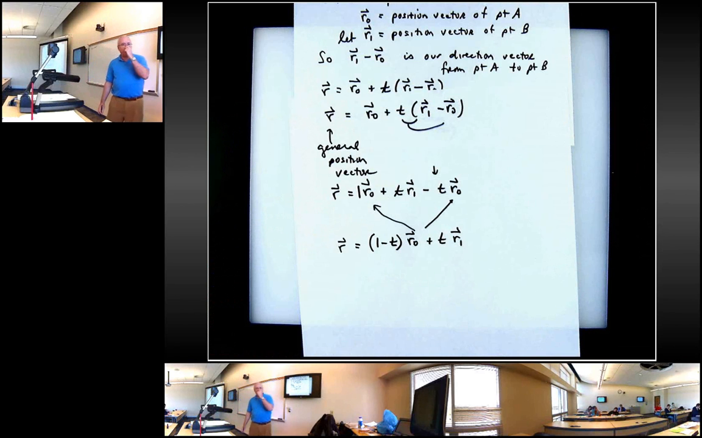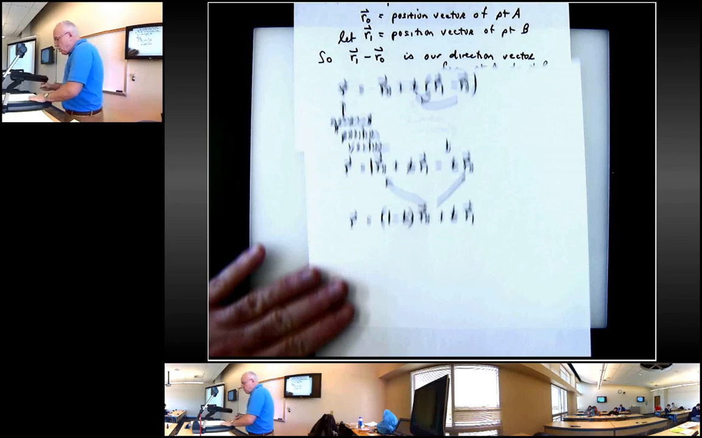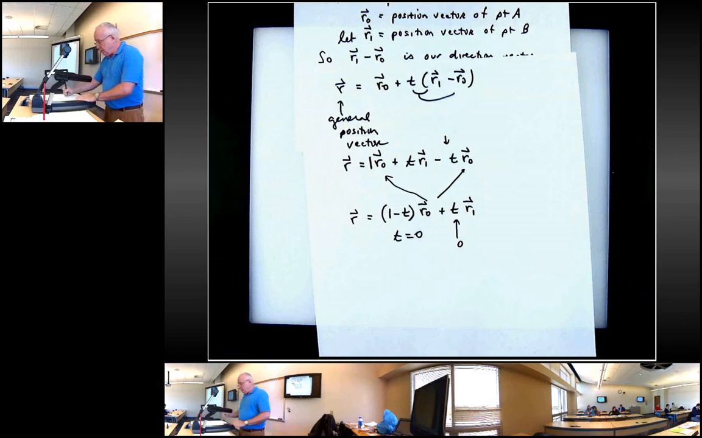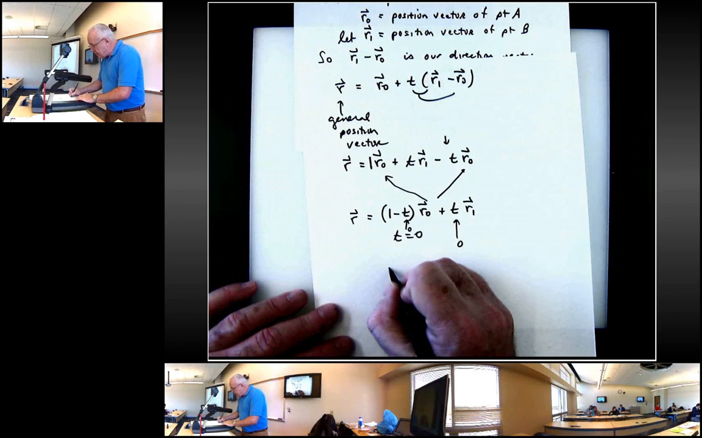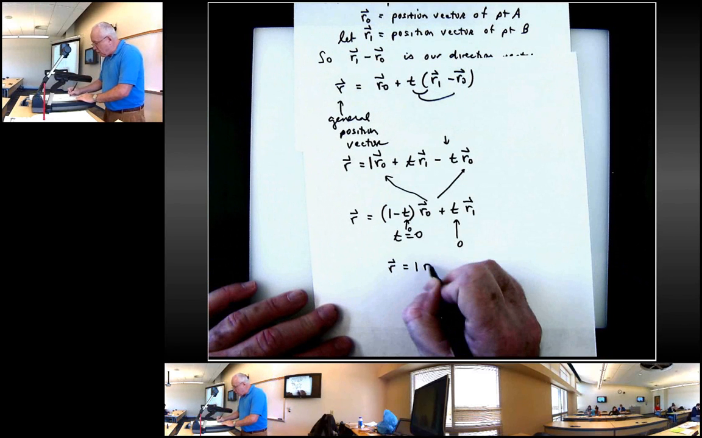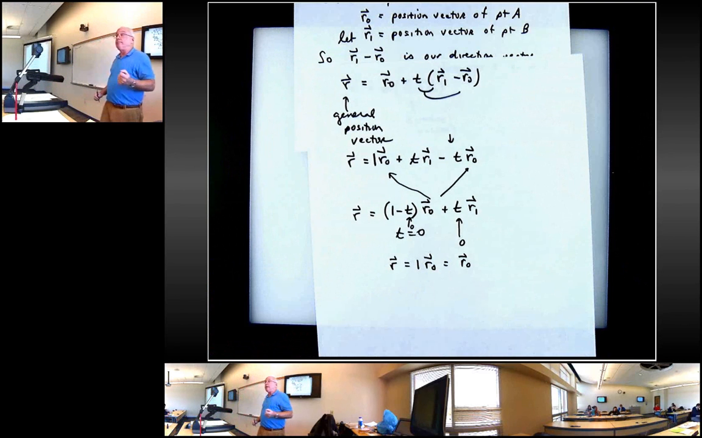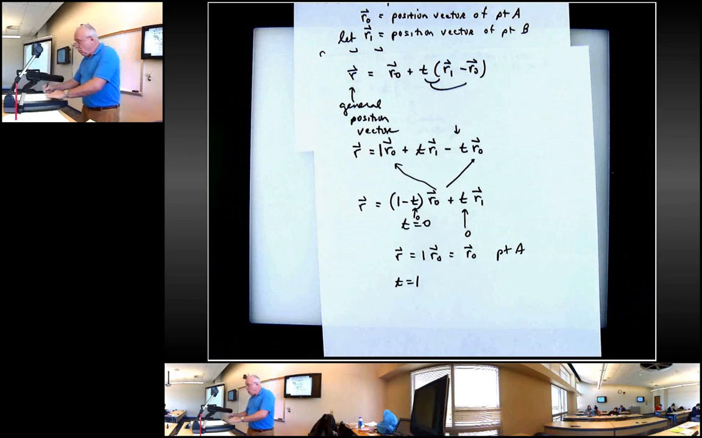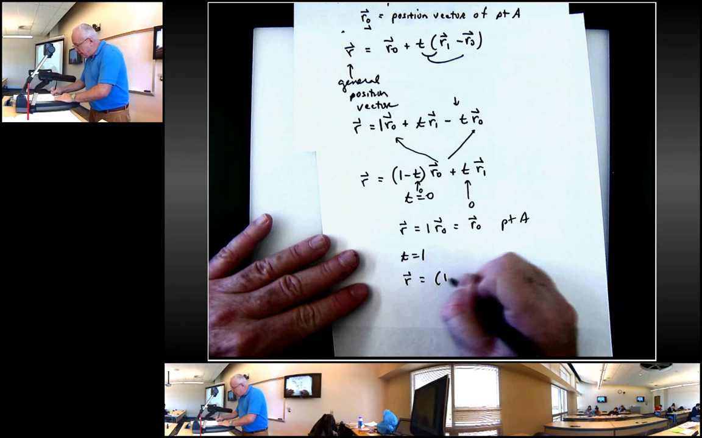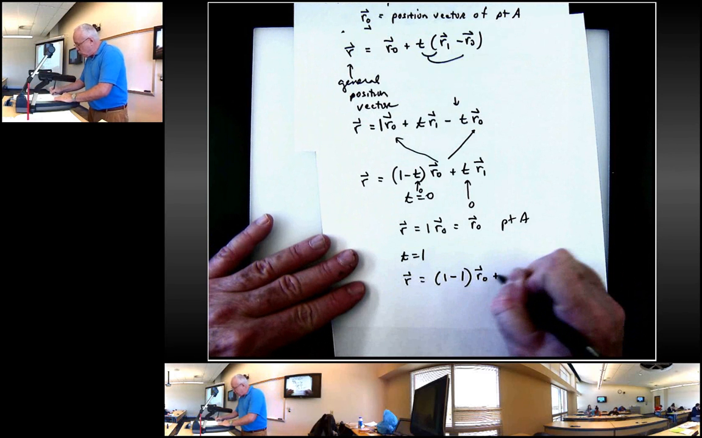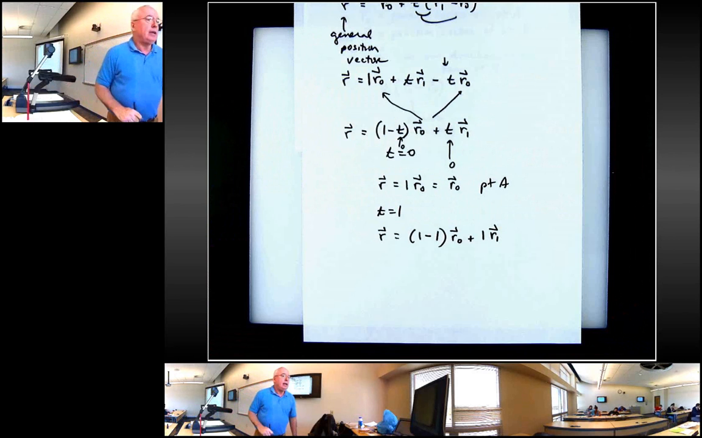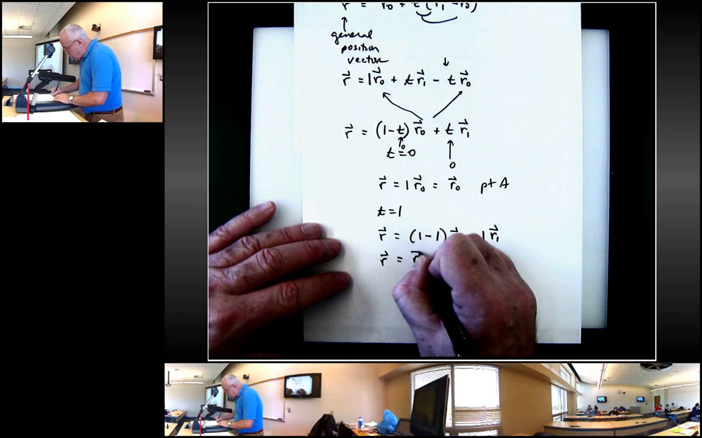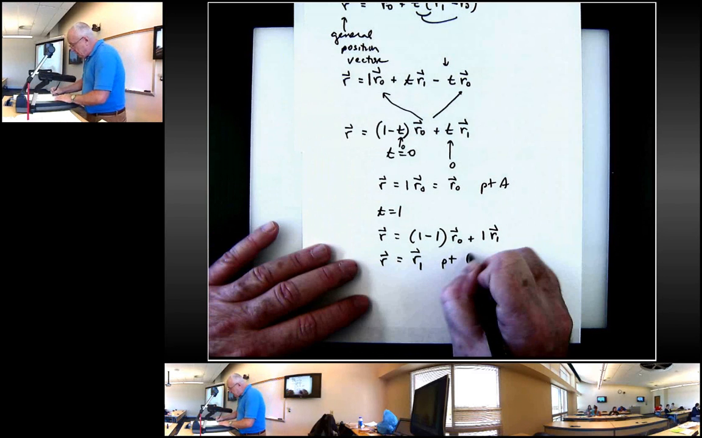And then notice what we have if we rearrange things like this. When T is equal to 0, this is 0, this is 0, so our position vector is 1 times R naught. That's our point A. And then when T goes to 1, R is equal to 1 minus 1 times R naught plus 1 times R1. Of course, the 1's cancel out, and our position vector is equal to R1. And that's our point B.